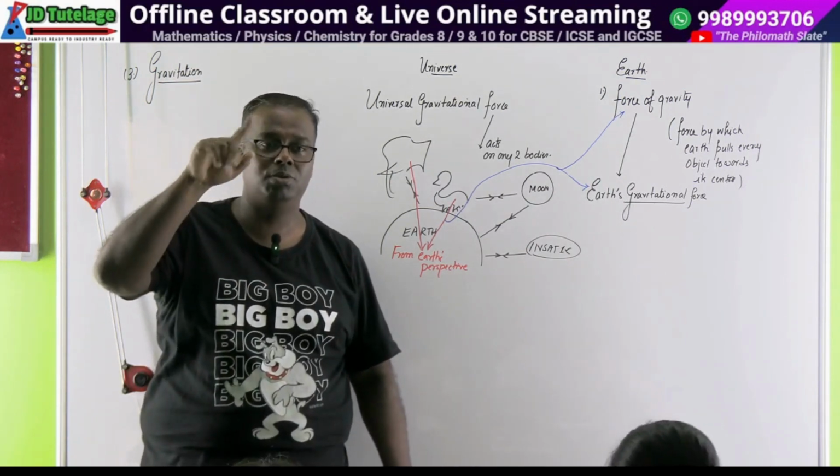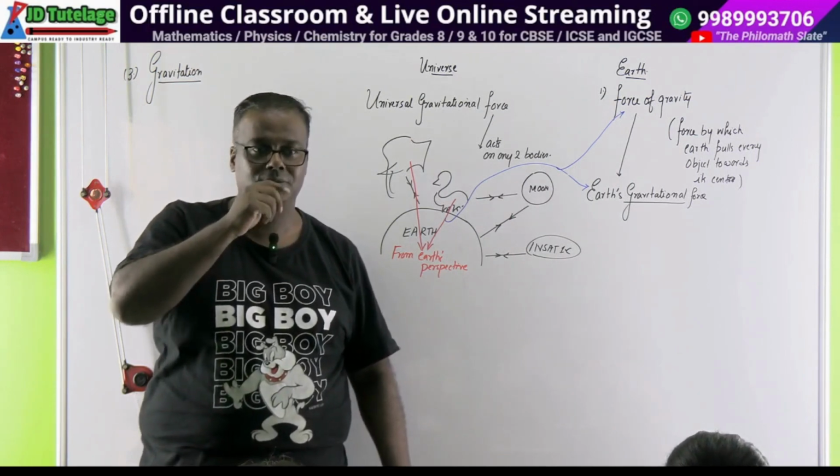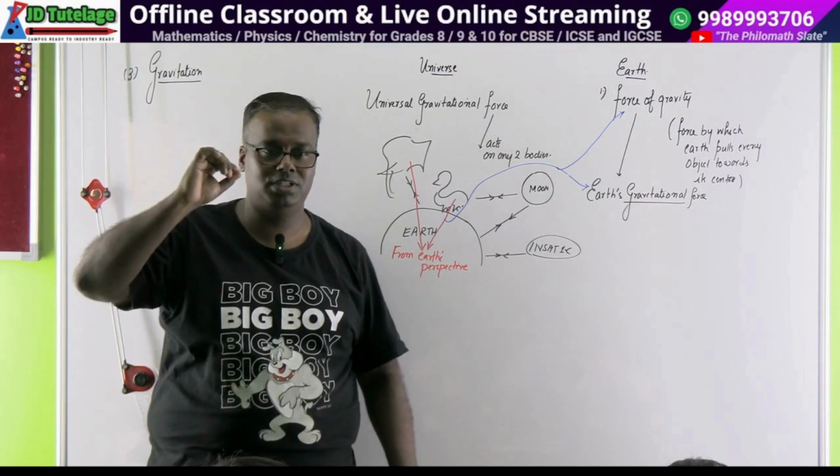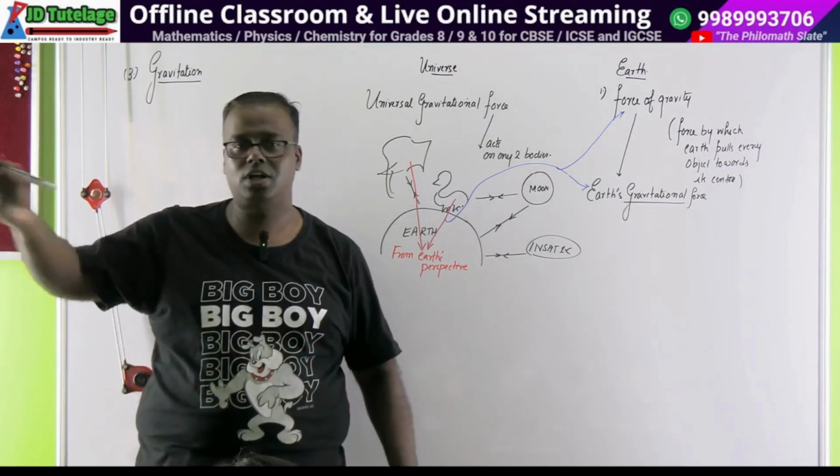The orbiting part is different. For orbiting, you have to have a velocity also. Something has to have a velocity, then the orbiting will start. You are getting attracted. See, if you get attracted, it should come and hit you straight away.